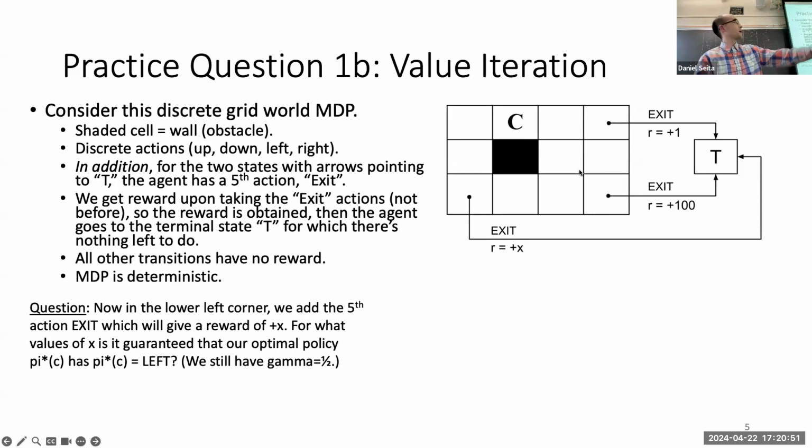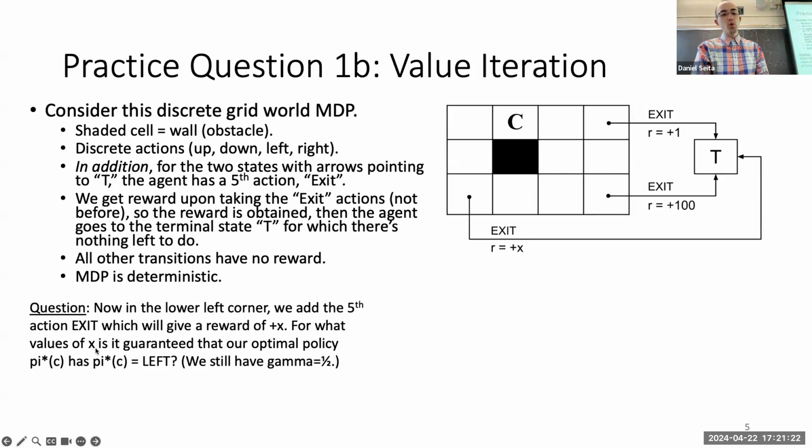All right, so now we have a different MDP. We have the same assumption as before, the same action space. You get the 2 exits, but now we have a third state where we can exit. So here we can take an exit action with reward plus X. So if you're here, you have the 5th action, which gives a reward of plus X.